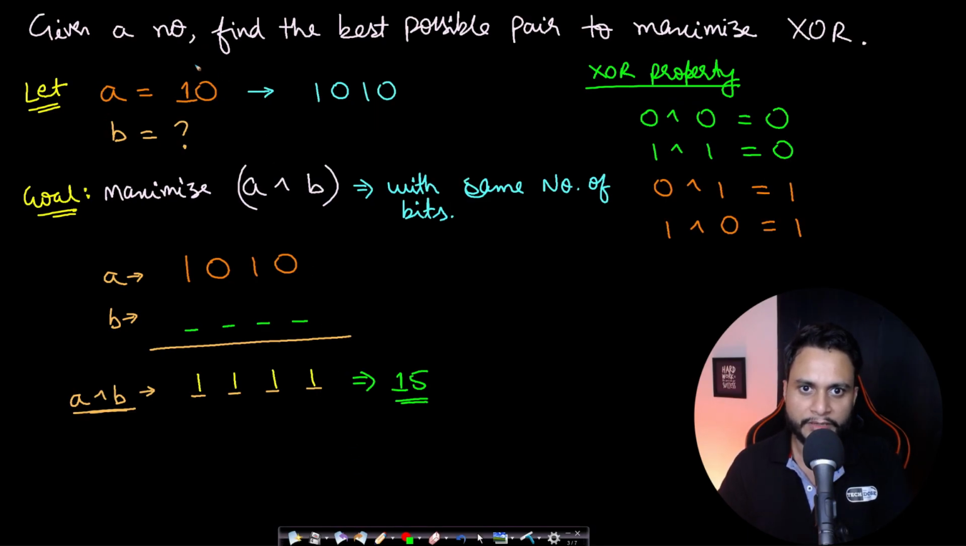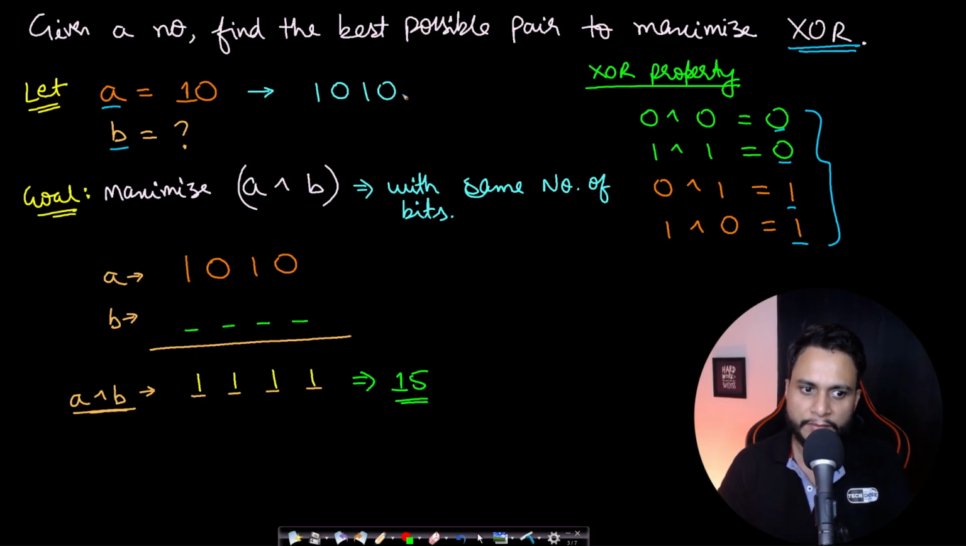Like, given a number, how do you find the best possible pair to maximize the XOR value? Now you must already be aware of the XOR property, that 0 XOR 0 and 1 XOR 1 both will be zeros. Otherwise, if you take 0 XOR 1 or 1 XOR 0, then you will get 1 as an answer. So you know from this property that if you want to take a and b, and let's say a is 10, so the 10's representation in binary is 1010.